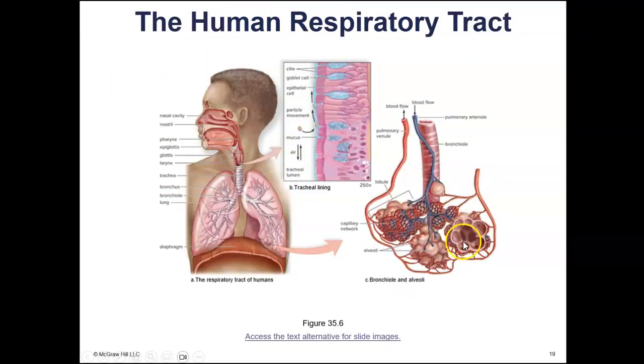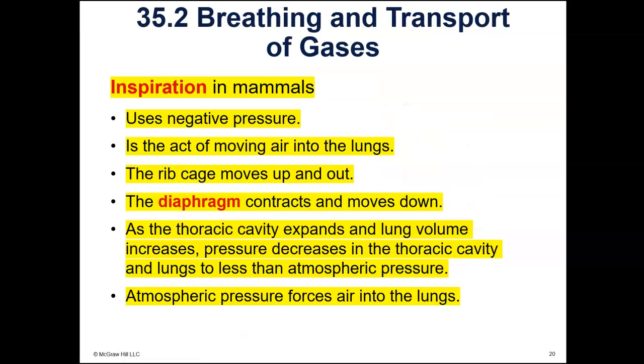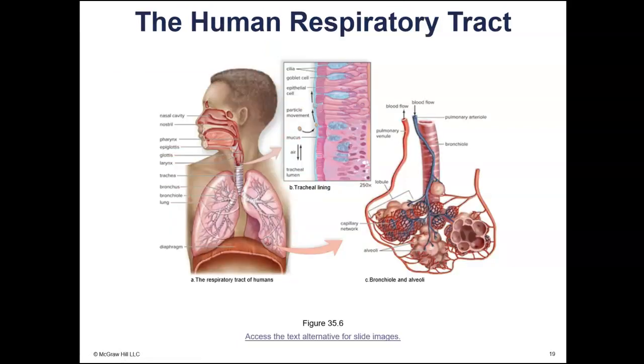So this shows you a picture of the alveoli. They kind of look like a cluster of grapes, and it shows you all the capillaries that surround and contact those air sacs, or alveoli. And that is where external respiration occurs. It's right there at the alveoli, between the alveoli and the capillaries. Oxygen moves into the blood and carbon dioxide moves into the alveoli.